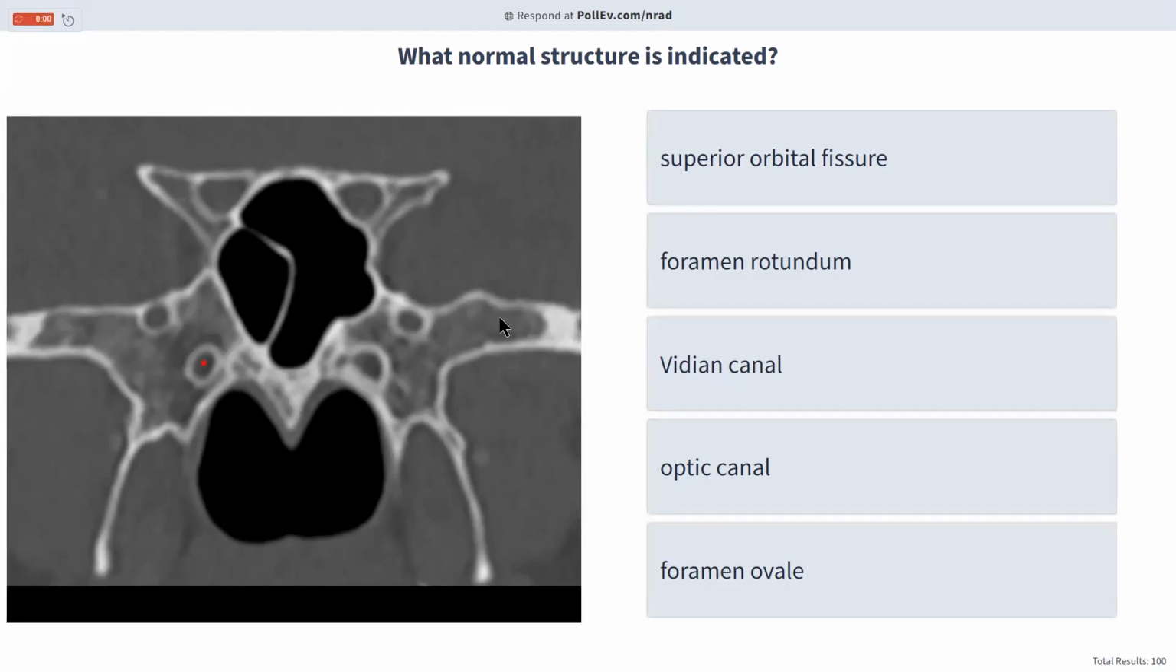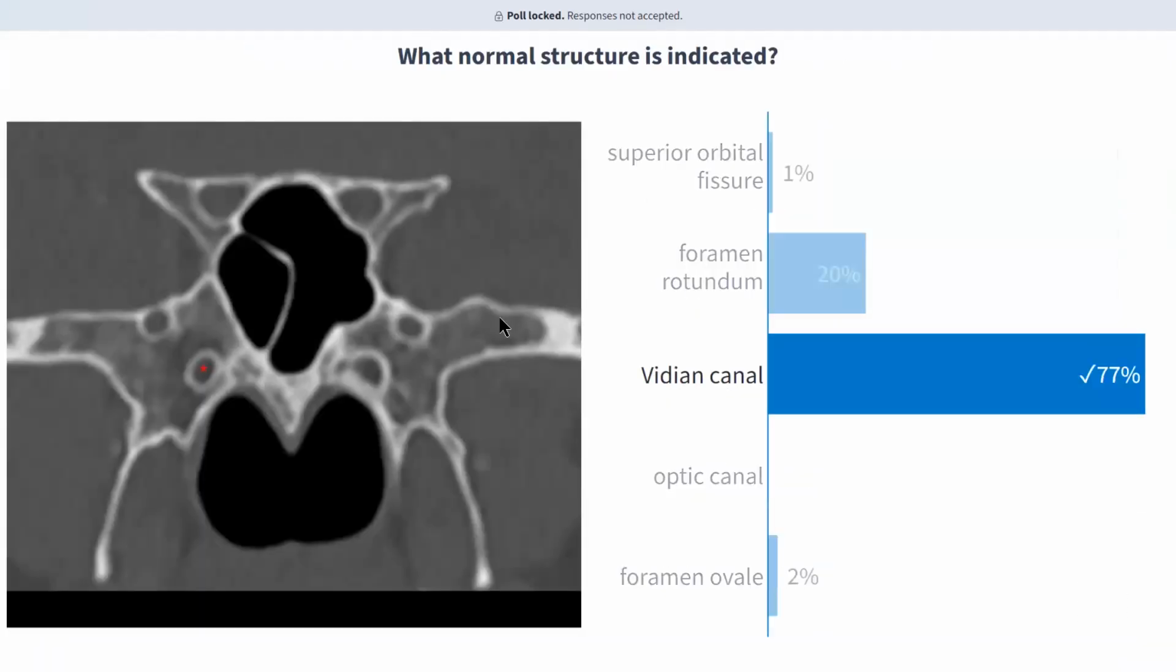Okay, time's up. About 77% chose the correct answer, Vidian canal. And the second most common answer is foramen rotundum, which I expected. It is commonly confused with the Vidian canal.